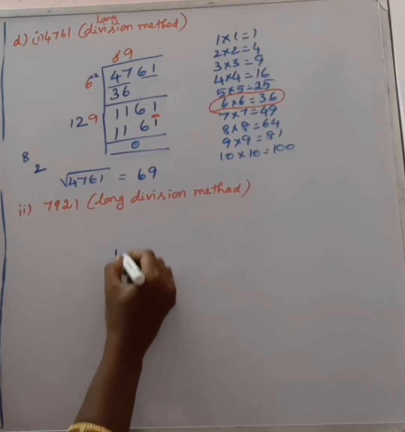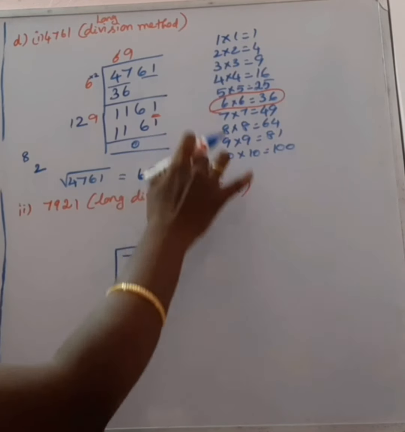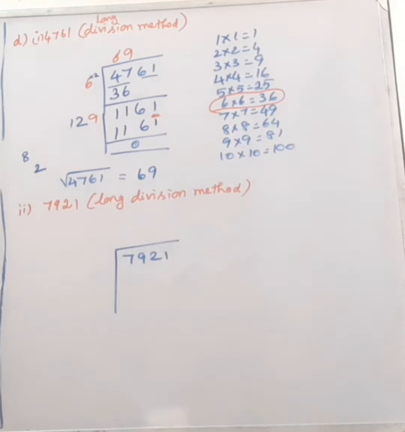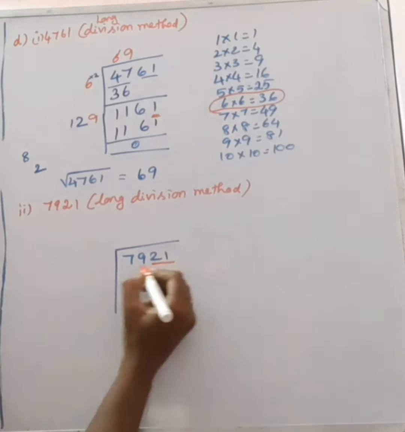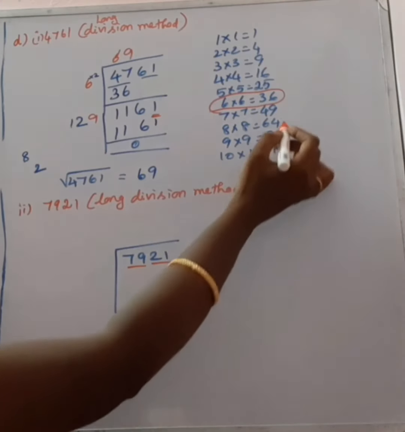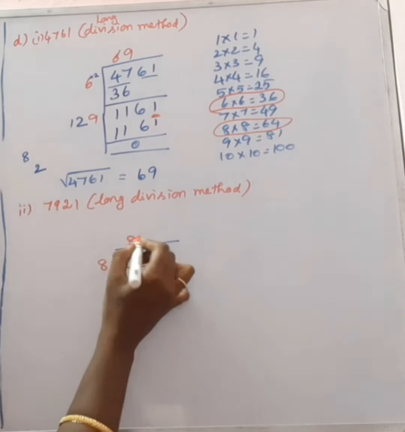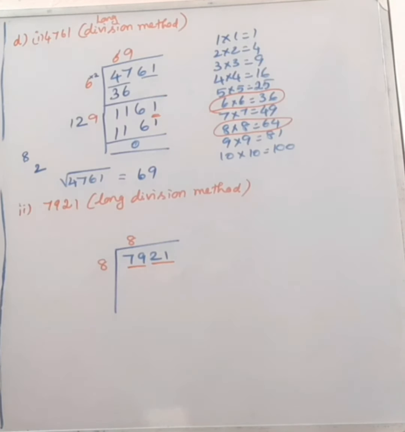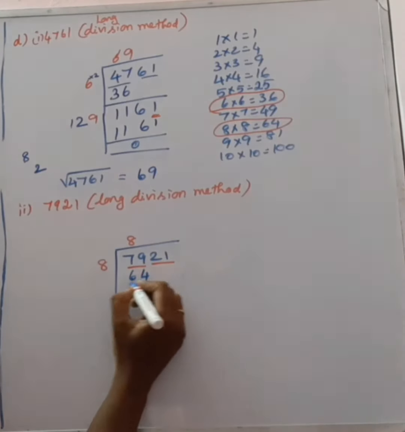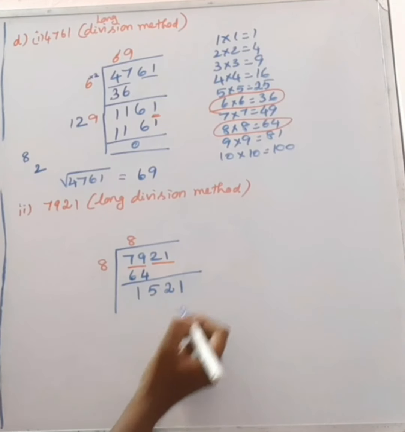7921. Same steps. 7921. We use this itself. Okay. So no need to write again and again. Once you write it, that's enough. Again you want to pair this. So which one is paired here? 79. 79, before that 8 8s are 64. So 8 8s are, what's the answer we get here? 64. So the remainder is 15, and 21.